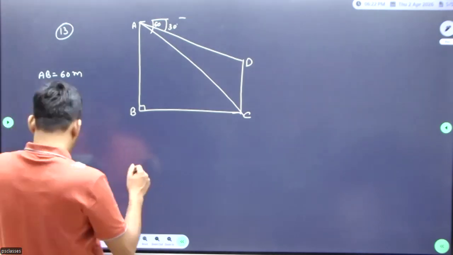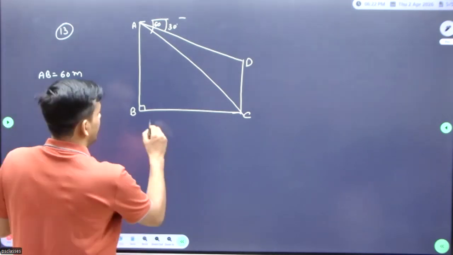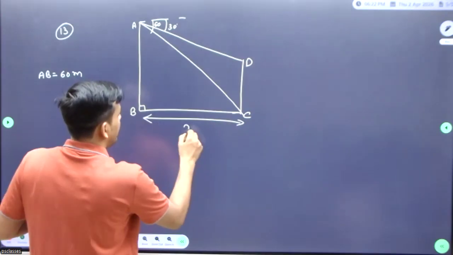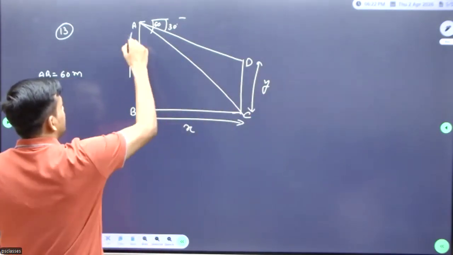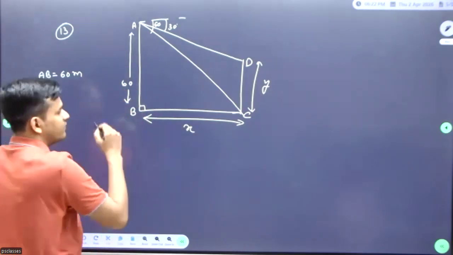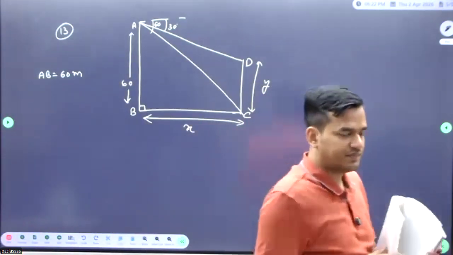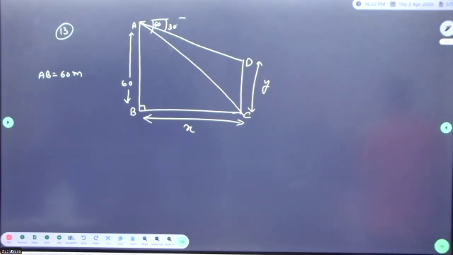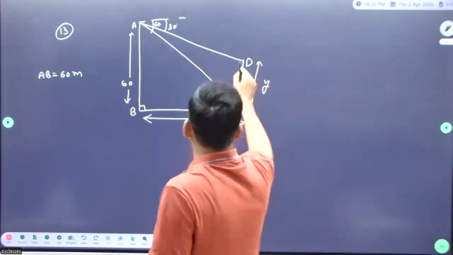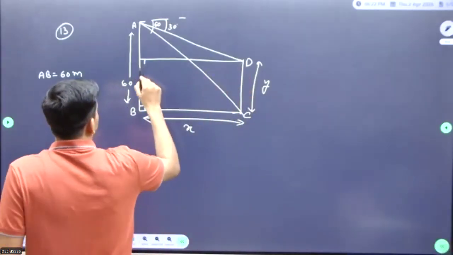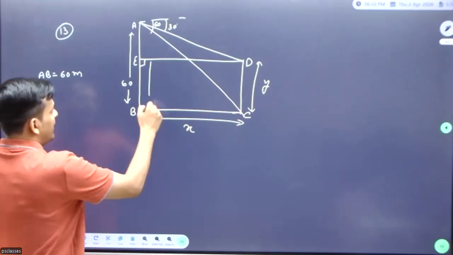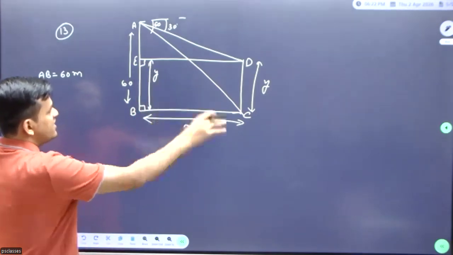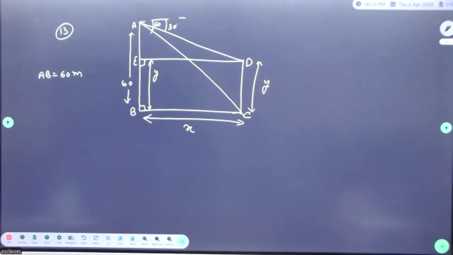So let the horizontal distance between AB and CD be X and the lamppost be Y. And this is 60. So draw a perpendicular from this point to this point. Let's say this point is E. Then BE will be equal to Y and DE is equal to X.